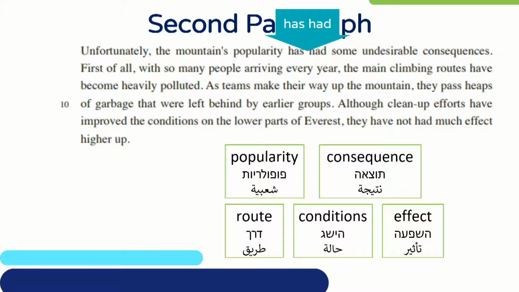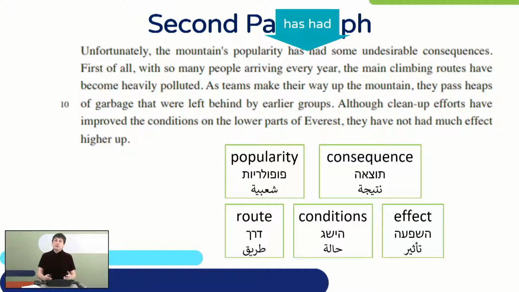Don't worry if this isn't clear yet. We've got plenty of examples coming. In the second paragraph, unfortunately, the mountain's popularity has had some undesirable consequences. Has had, again, is the present perfect.